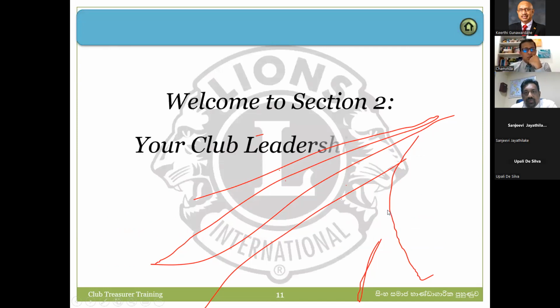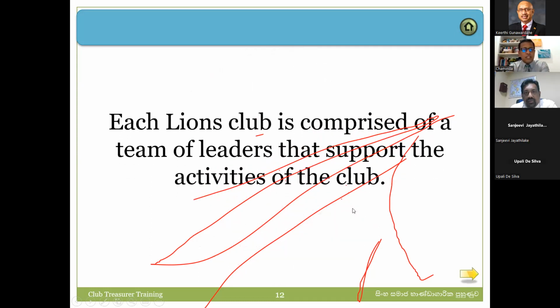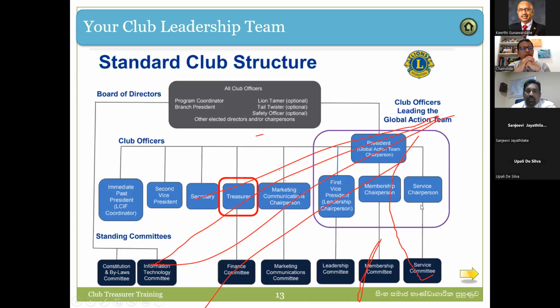Then if you go to section 2, your club leadership team. Okay, so we'll just talk about that a little. Each Lions club is comprised of a team of leaders that support the activities of the club. Okay, we all know that we do, but let's take a bit of a deep look into it. And this is the standard club structure. Okay, your club leadership team. This is the standard club structure.